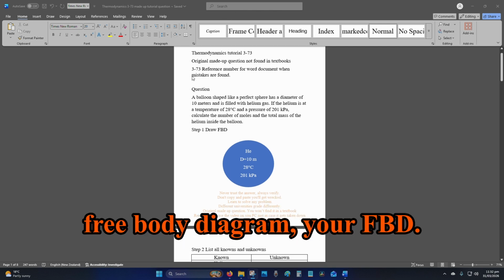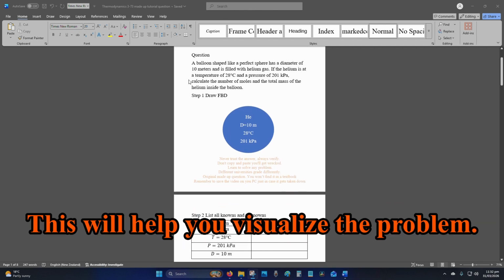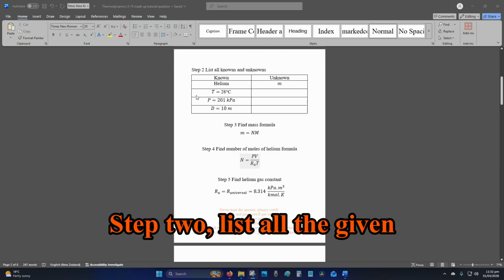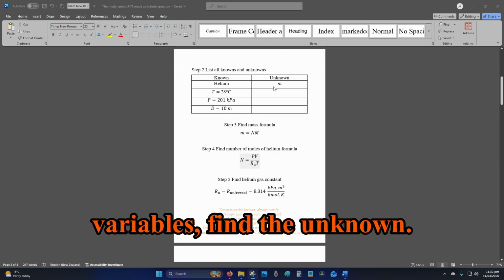Step 1, draw your free body diagram, your FBD. This will help you visualize the problem. Step 2, list all the given variables, find the unknown.